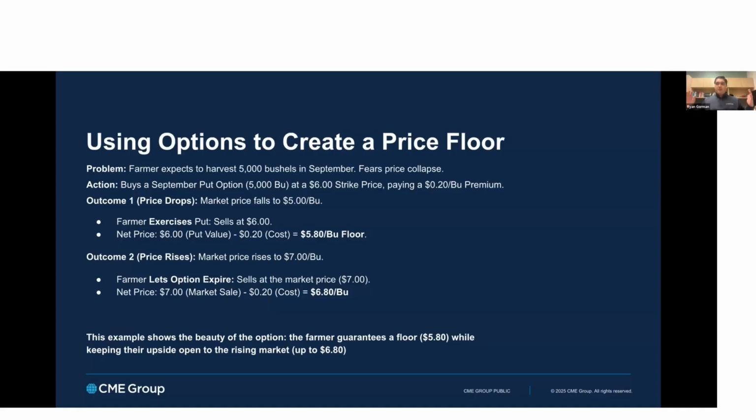The farmer just lets that option expire because the only risk is the cost associated with purchasing the option. So the farmer can let that option expire. They sell their product at market price at $7. So that net price is going to be the $7, which is the market sale, minus just the 20-cent per bushel cost or premium at $6.80 per bushel.